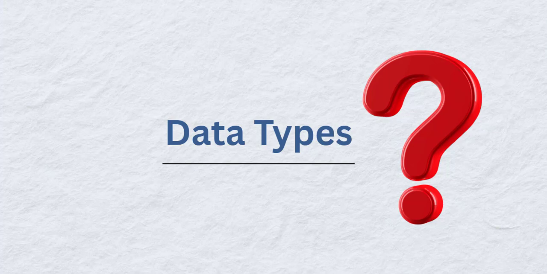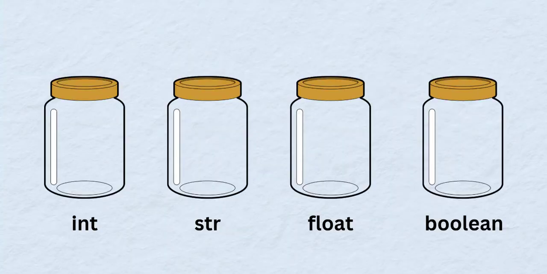So what type of data are stored in these variables? This is what data types are. A data type is the type of data you are storing inside the variable. Let's see something here. These are different jars, 4 different jars. As you can see, below each jar are the different data types that we have in Python. We have the int, we have the string, we have the float, we have the boolean.